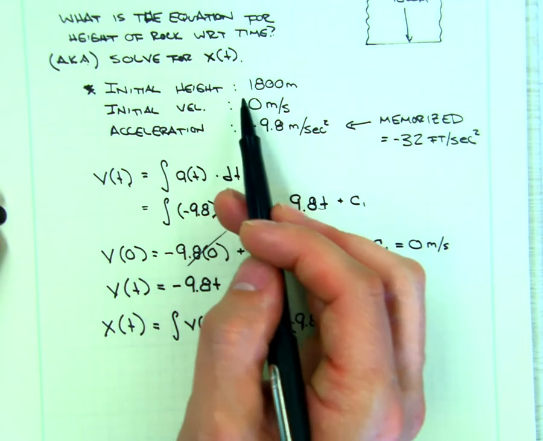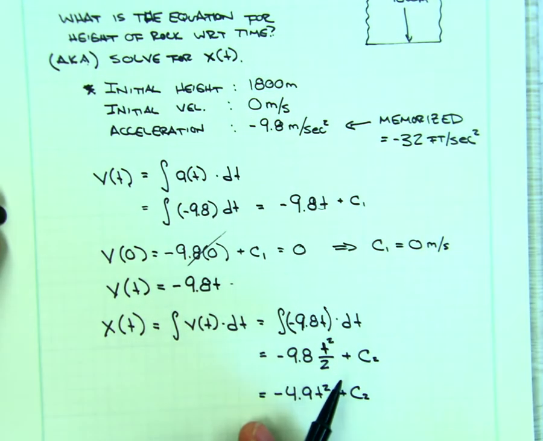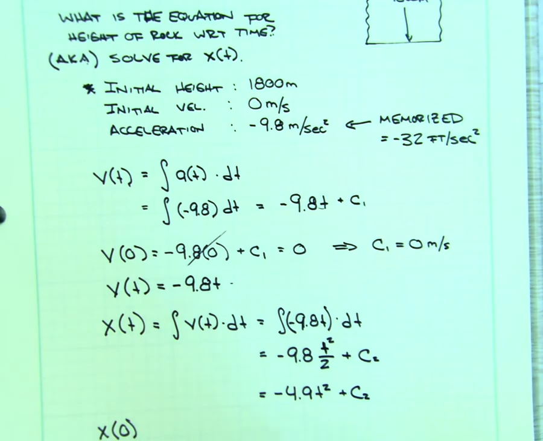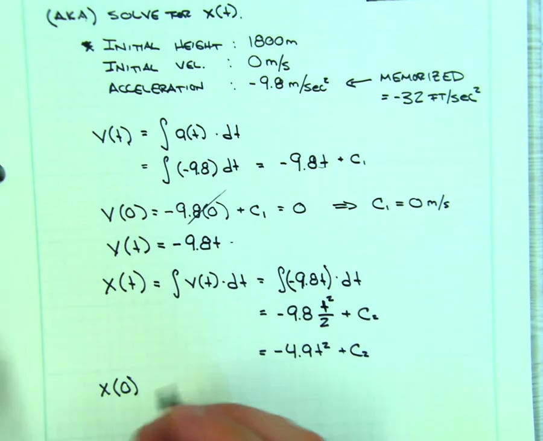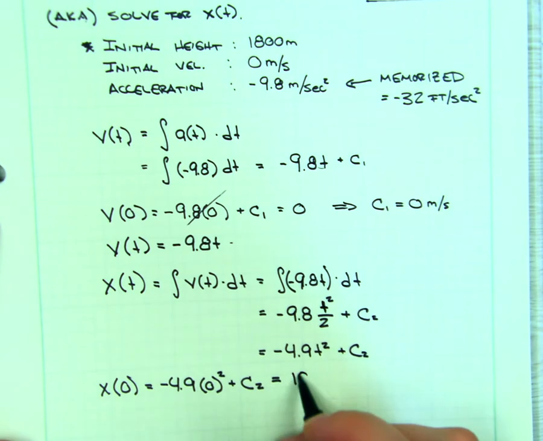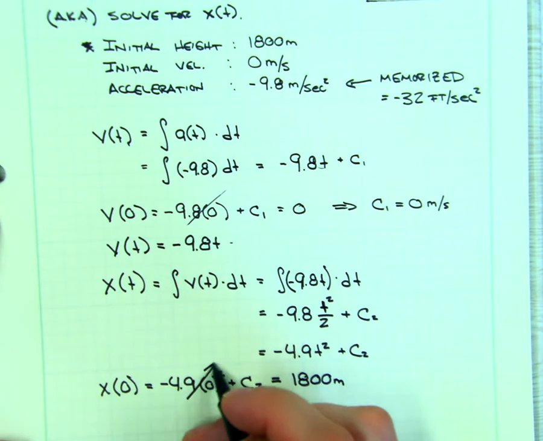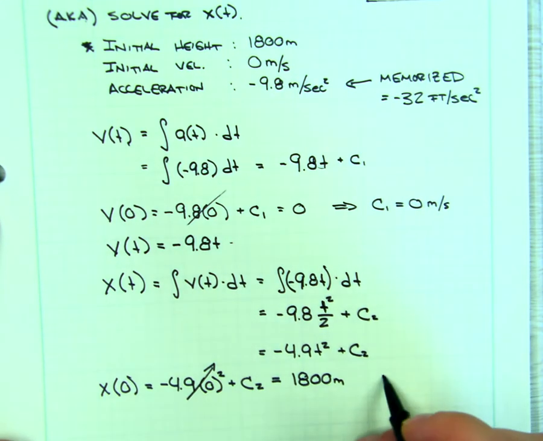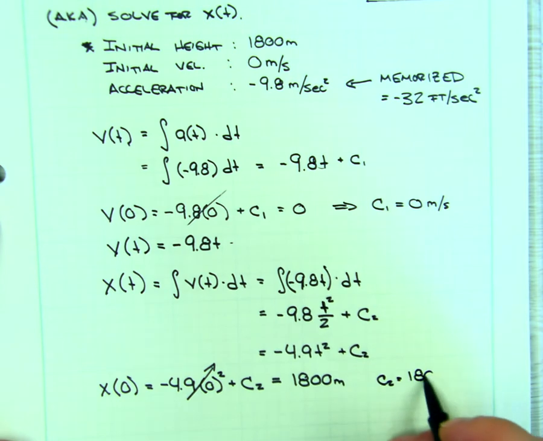So once again, I go back up to my initial conditions, and I know the initial height is 1,800 meters. So I can say x of 0, the position at 0, is 1,800 meters above the ground. Right, I'm at the rim. x of 0 is negative 4.9 times 0 squared plus C2, and that is going to be equal to 1,800 meters. Now 4.9 times 0 squared is just going to be 0. And then I know that C sub 2 is going to be equal to 1,800.